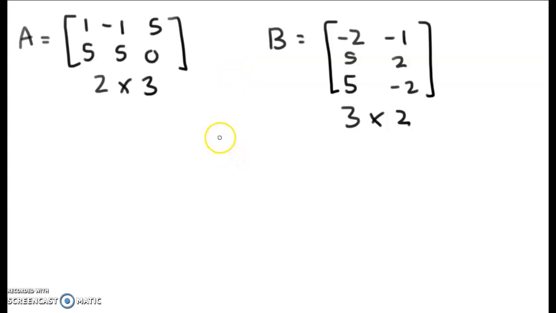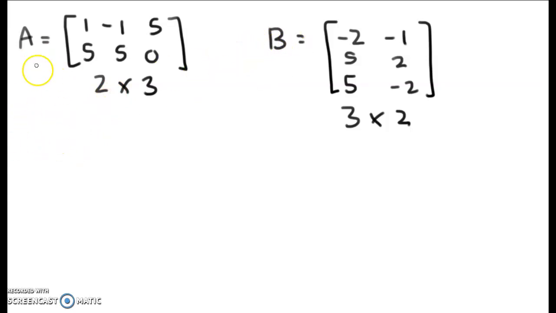And secondly, we also want to take a look at the number of rows our first matrix has and the number of columns our second matrix has. This will tell us what type of matrix our product will be. So in this case, our product is going to be in the form of a 2 by 2 matrix.